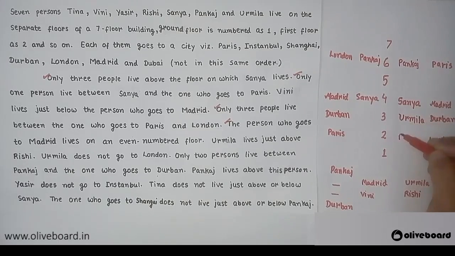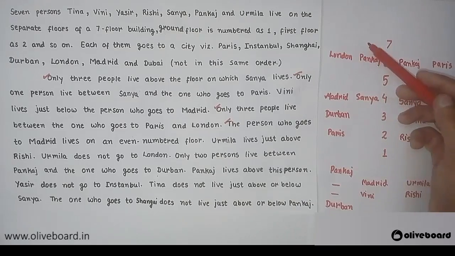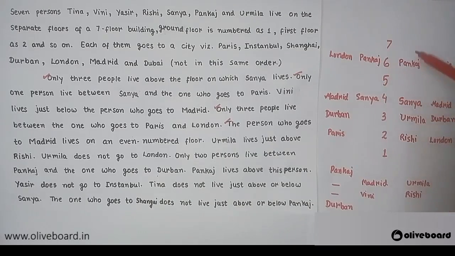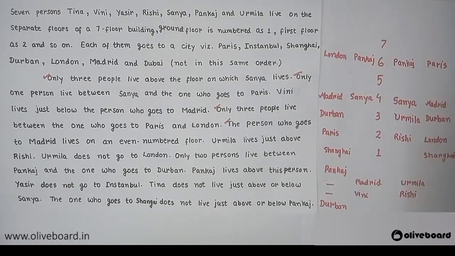Urmila and Rishi. The one who goes to Shanghai does not live just above or below Pankaj. So the person who goes to Shanghai will not sit just above Pankaj and not just below him either. So in both the statements we can see that the person who will go to Shanghai will sit here on floor 1. We are actually having another condition which says that the person who goes to Madrid lives just above Winnie. So basically if we make our Urmila sit here, this whole condition is going to be wrong. So I can say that this possible arrangement is wrong.